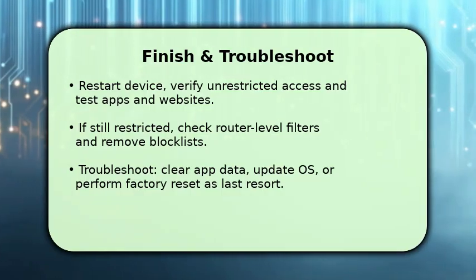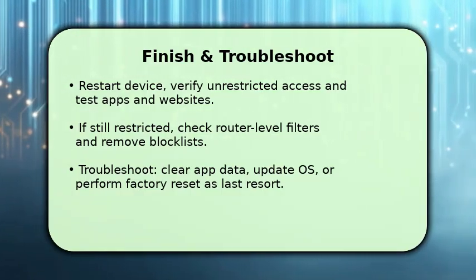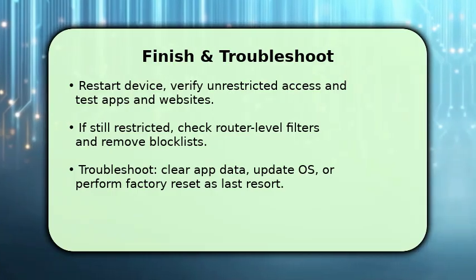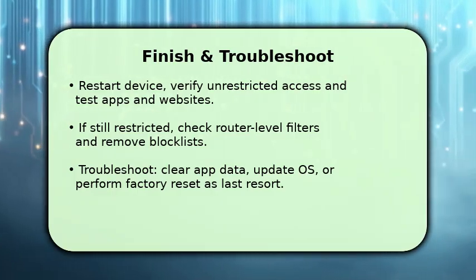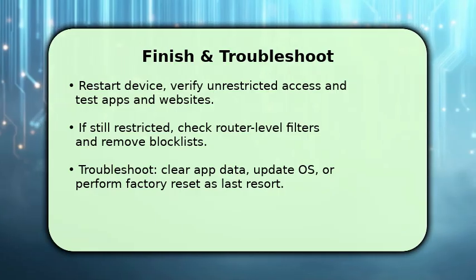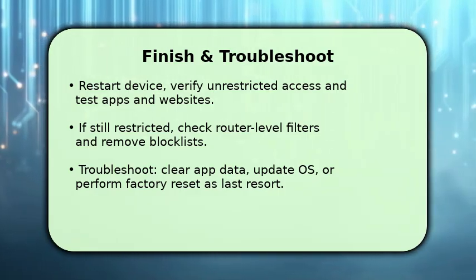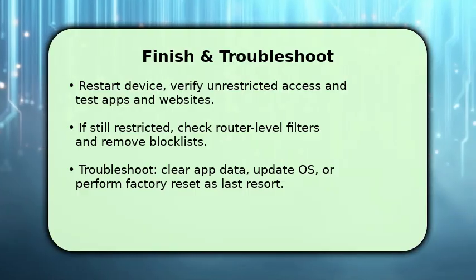If limits persist, inspect the router's parental filters or DNS block lists and remove entries. Home network blocks often mimic device controls. Make sure to clear app data for removed controllers and update the OS to eliminate leftover enforcement.